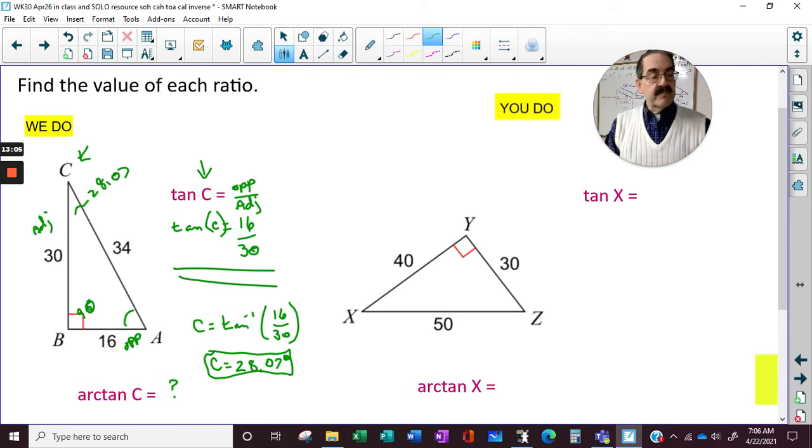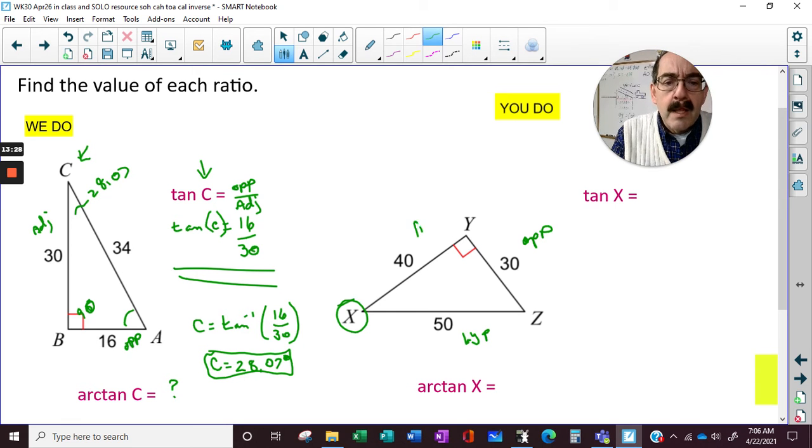Okay, now pause the video. Everybody go do the next one without help. Go. All right, welcome back. Tangent X. X. Start here. OPP. HYP. ADJ. Boy, they flipped this one upside down, didn't they? So we have 30 over 40. 30 over 40. Okay, if you're lost right now, think TOA. Tangent is equal to the OPP over the ADJ.